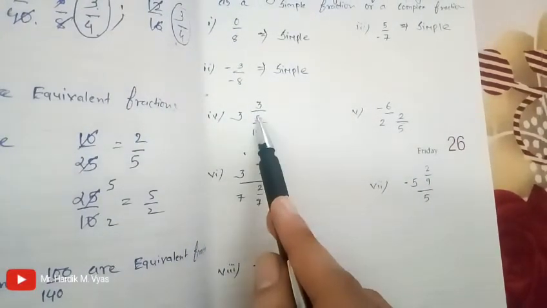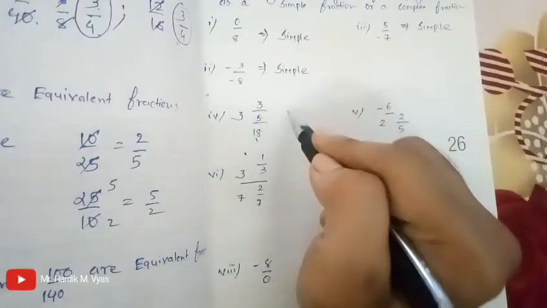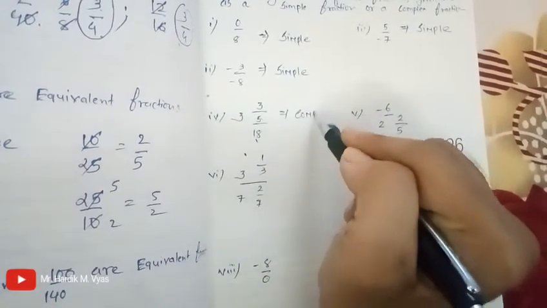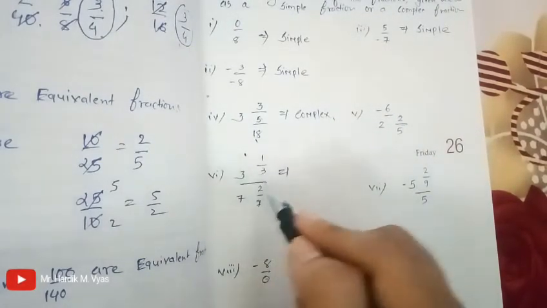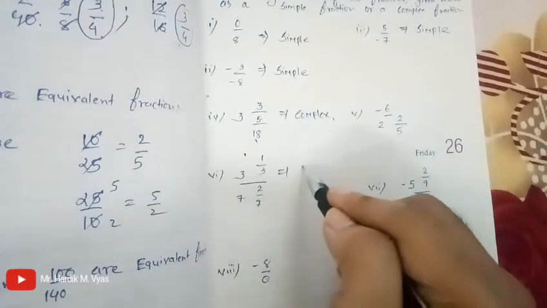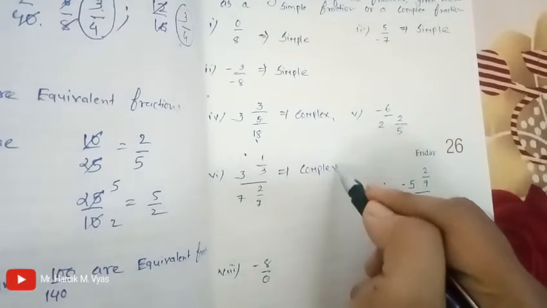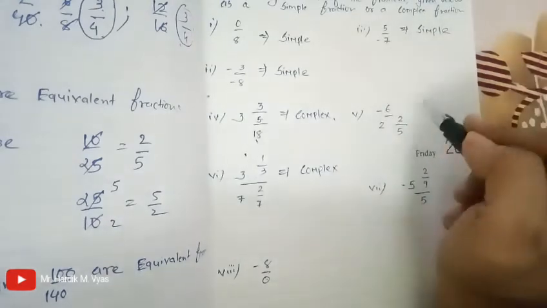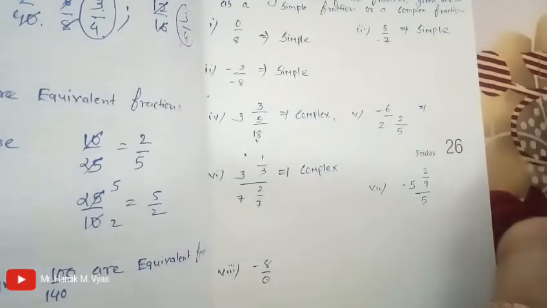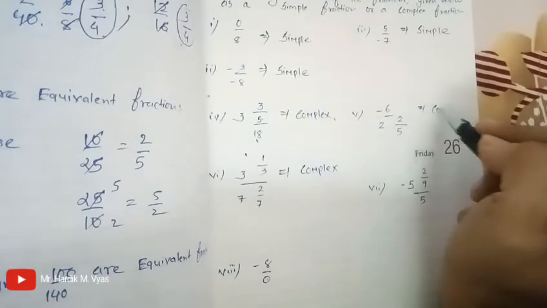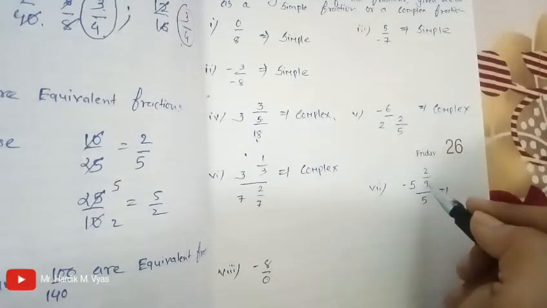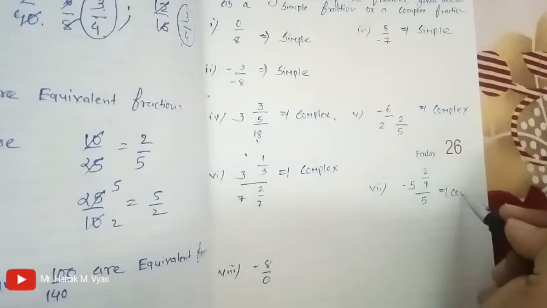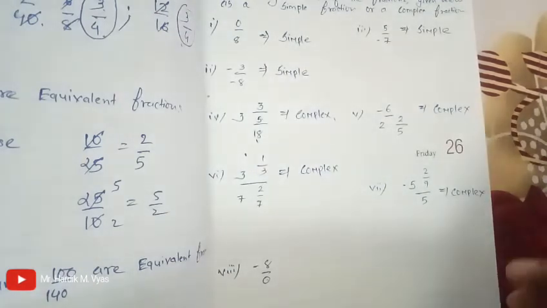3 5/18: this is a mixed fraction in the numerator and upon 18, so this becomes a complex one. Here we also see 3 1/3: in the numerator and denominator we can see both are mixed fractions, so that becomes a complex one. Look at the fifth one, -6/2 2/5: the denominator already has a mixed fraction, so once again it becomes a complex one. -5 2/9/5, so this is once again a complex one.